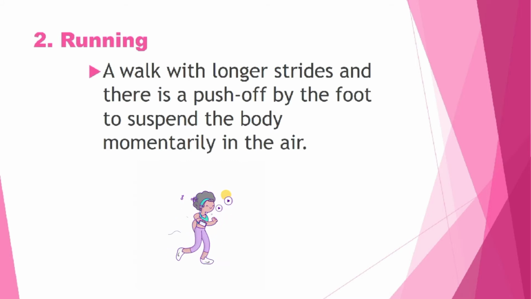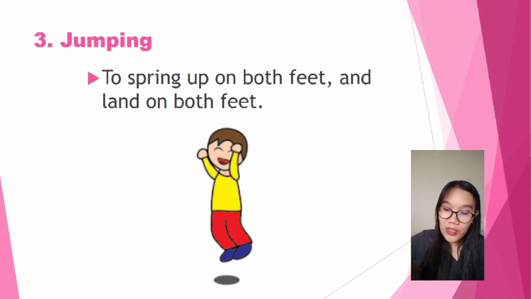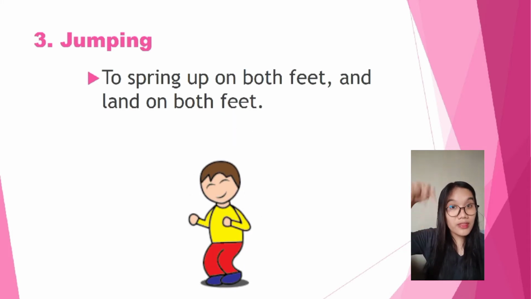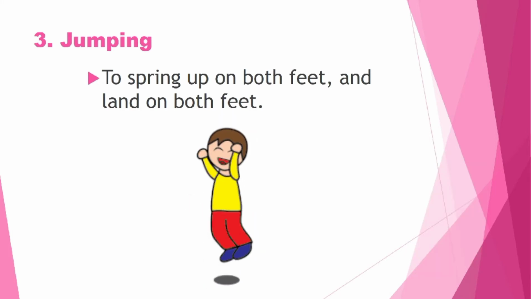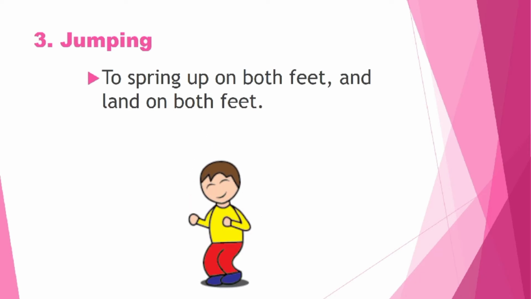Running should be done with a slight body lean. The knees are flexed and lifted while the arms swing back and forth from the shoulders with a bend at the elbows. Okay, that's for running. Now, let's proceed to jumping. Jumping is when you spring up on both feet and land on both feet. Jumping requires taking off with both feet and landing on both feet.